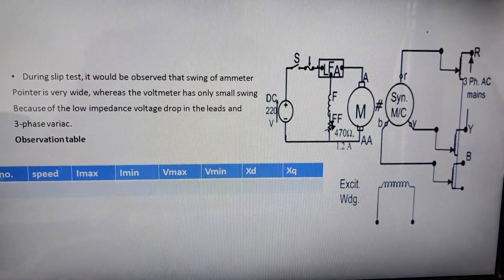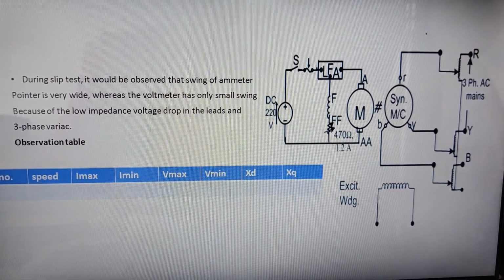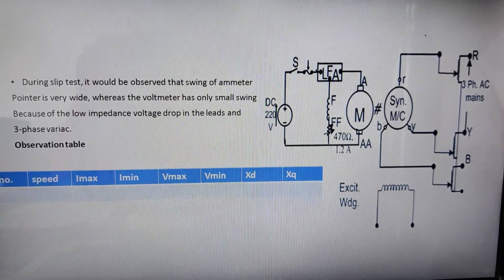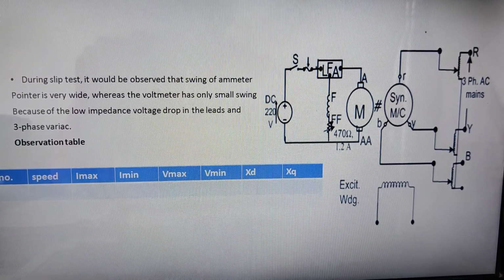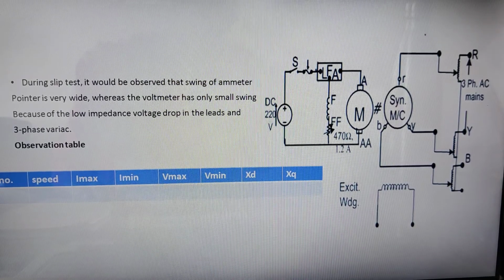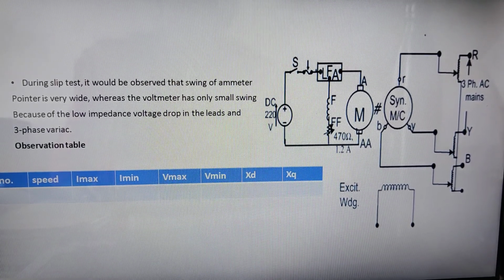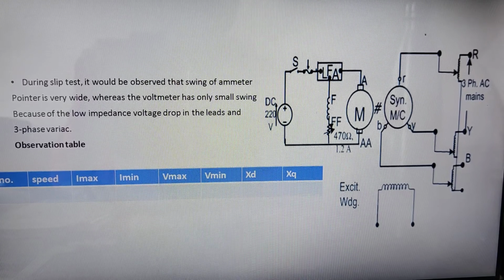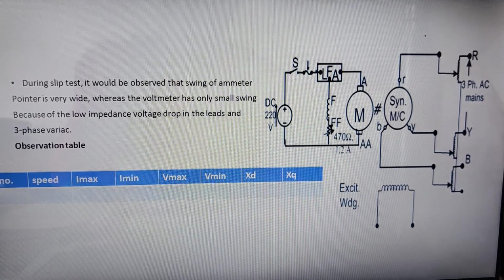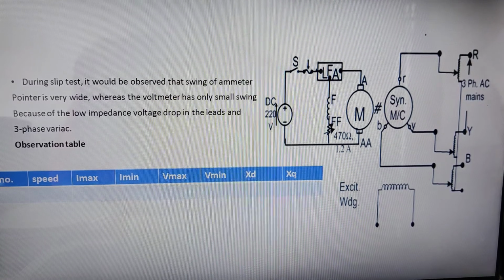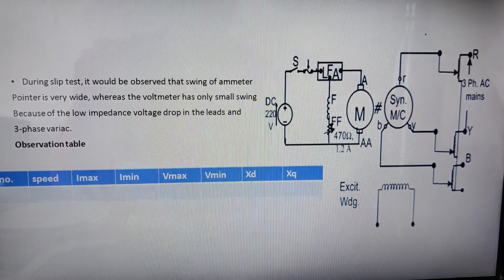Measurement of XD and XQ. The direct axis synchronous reactance can be measured by open circuit and short circuit test, right? But if you want to measure Q axis reactance, then we have to go with slip test. So from slip test, the values of XD and XQ both can be determined.